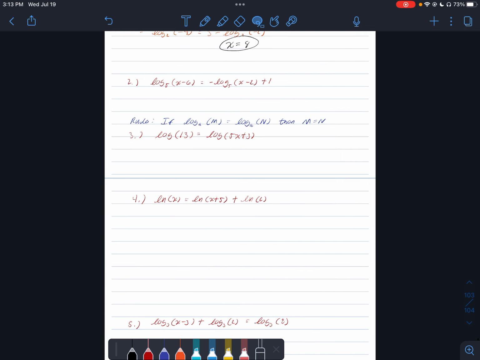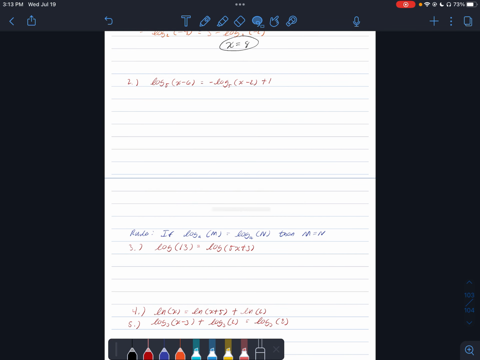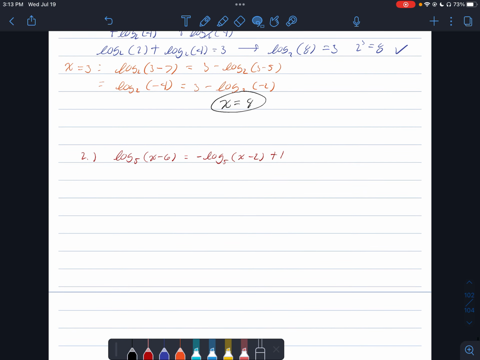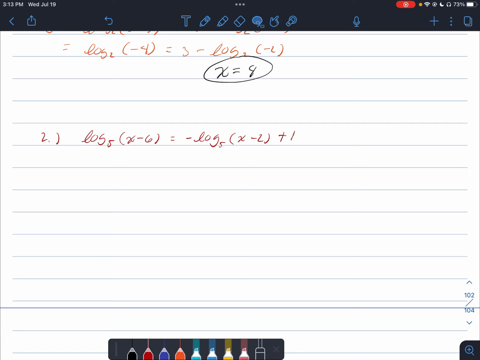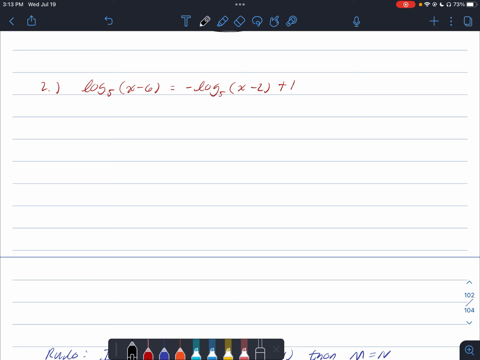Okay, let's move all of this down. Gonna need plenty of space here. Okay, let's take a look at another one. Here we have log base 5 of x minus 6 is equal to negative log base 5 of x minus 2 plus 1. All right, so let's go ahead and add log base 5 of x minus 2 to both sides of the equation.